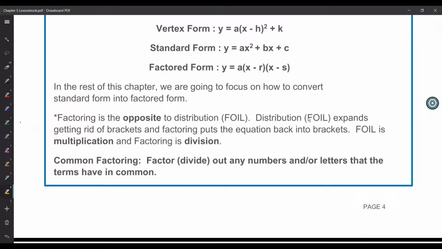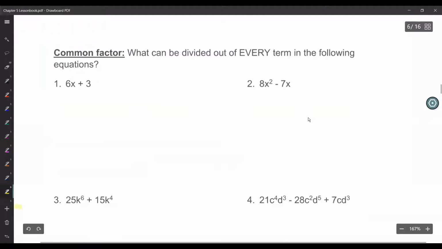Essentially what we're looking for when we go to do common factoring is what can be divided evenly into every term in the equation. And we're going to divide that out from each term, but it can't just simply disappear. So I'll show you an example to show you what we need to do for common factoring.